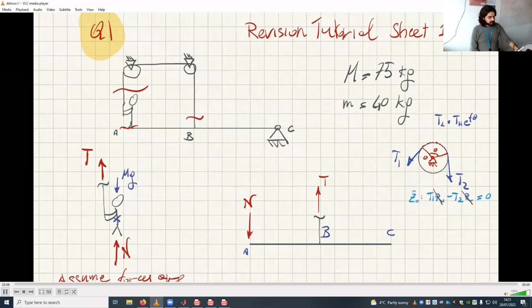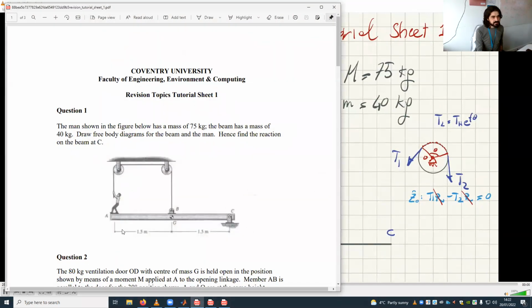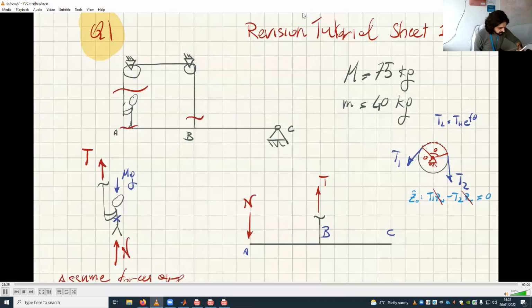And the beam has mass. Where is the weight of the beam applied? Let me check if we have the dimensions of the beam. Yes. So we know that point B is also the center of gravity of the beam. Okay, and this is 1.5 meters. Let me write it down. 1.5 meters here.